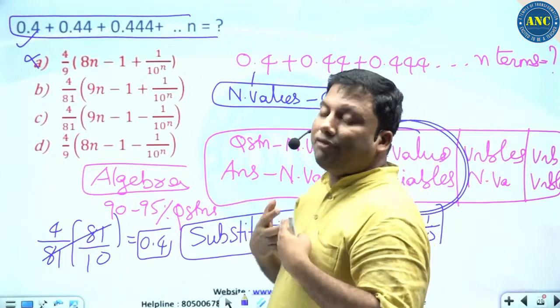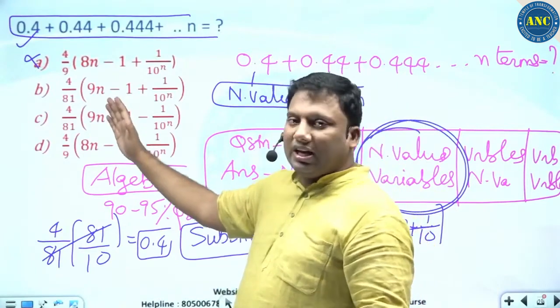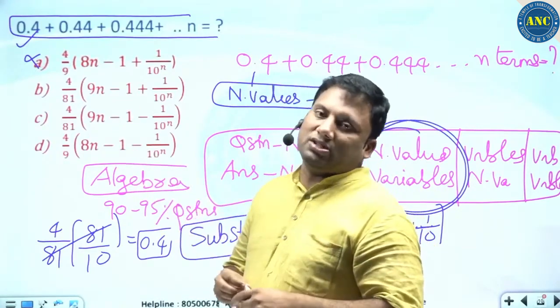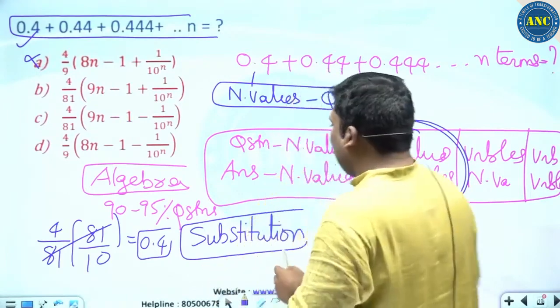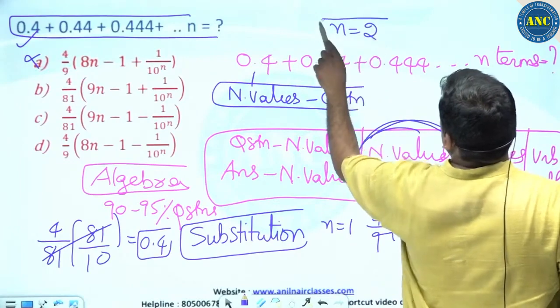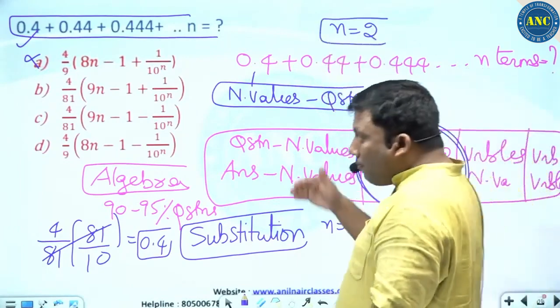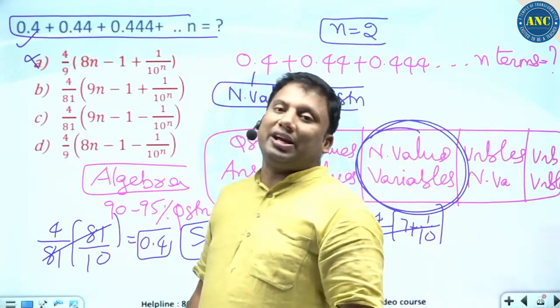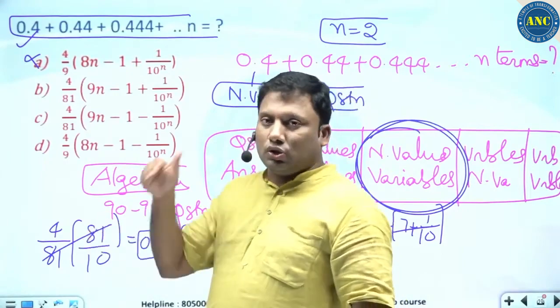Hey Anil sir, what if more than one answer option will give you? There could be some problems which would give you more than one. In such a case, put n equivalent to 2. If n equivalent to 1 is giving you more than one answer option, put n equivalent to 2.